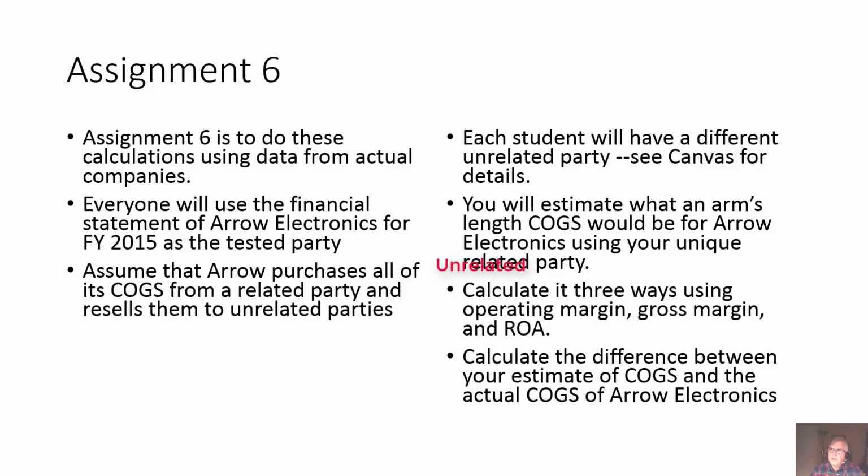And you'll calculate what you estimate the COGS should be. And then I want you to calculate what is the difference between that estimate and what the actual COGS of Arrow Electronics is. Because remember, one thing we do know about Arrow Electronics is that it's a public company and its financials aren't actually influenced by arm's length issues. So we can tell how accurate this method is by seeing how close we can get to the actual number on the Arrow Electronics financial statement.